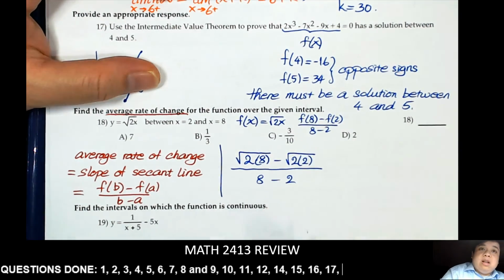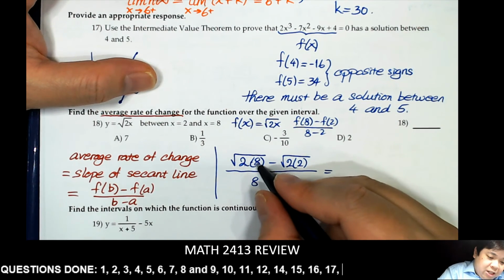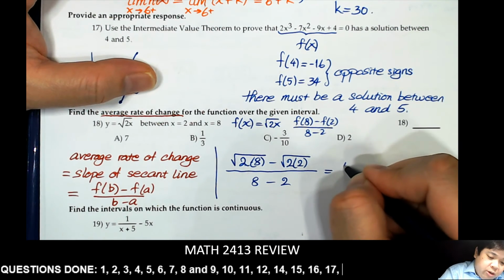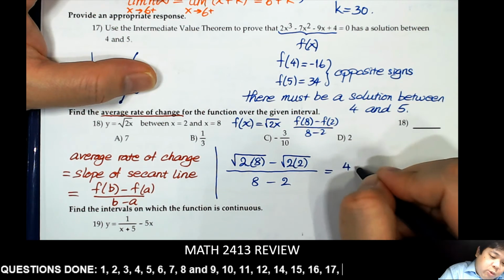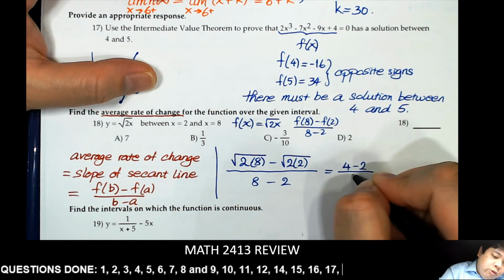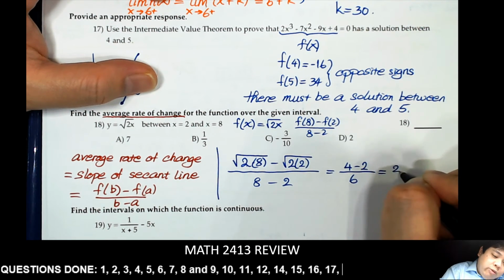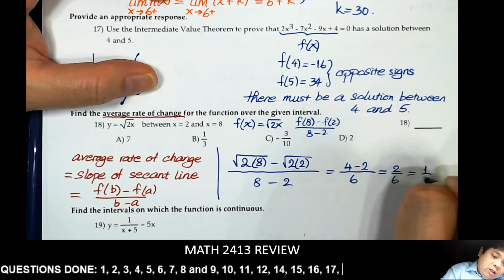So that is exactly like this. So that is the square root of 16, which is 4, and the square root of 4 is 2, over 6. So 2 over 6 is 1/3.